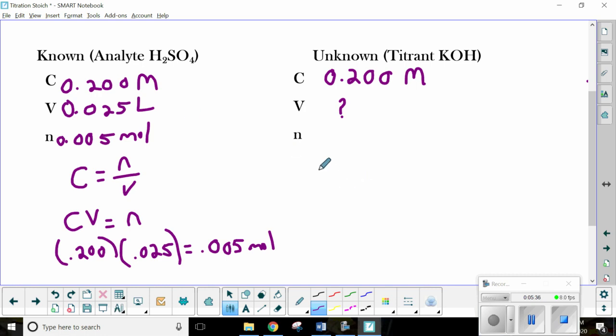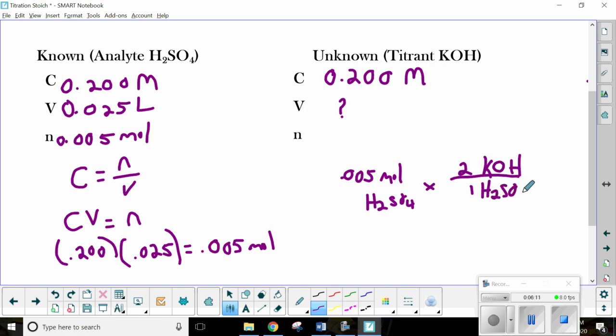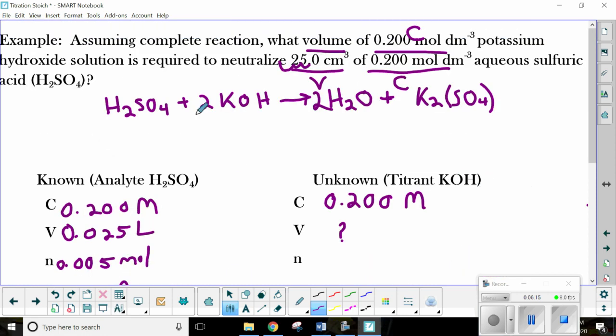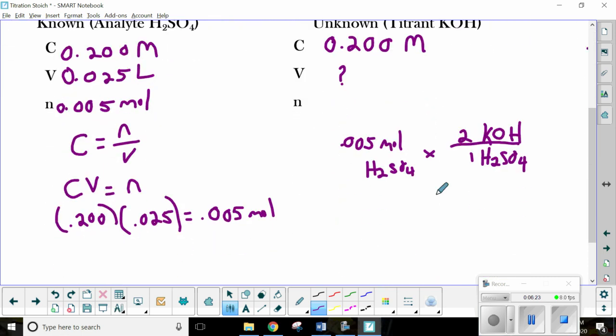So now what I can do is my stoichiometry. And if you have your mole highway out in front of you, you may notice we're right there in the middle of the mole highways, moles of the given to moles of what we want to find. So I've got 0.005 moles of H2SO4. And I'm going to times that by, there's 2 potassium hydroxides, because that's what I'm trying to find, to every 1 H2SO4. Where did that ratio come from? Well, once again, my balanced chemical equation. 2 potassium hydroxides to every 1 sulfuric acid. And so if I multiply these things out, I'm going to get 0.010 moles KOH.